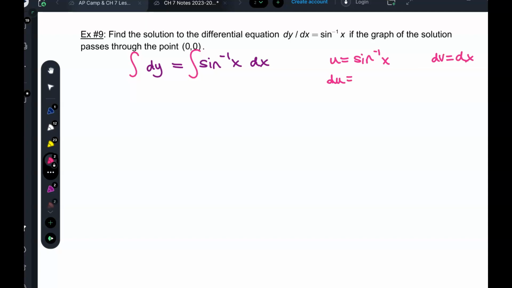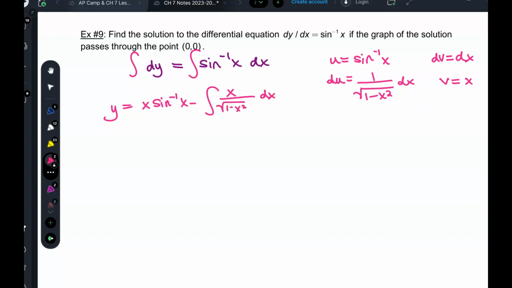Remember the derivative for sine inverse? 1 over the square root of 1 minus x squared dx, and v is equal to x. So y equals uv minus the integral of v du.